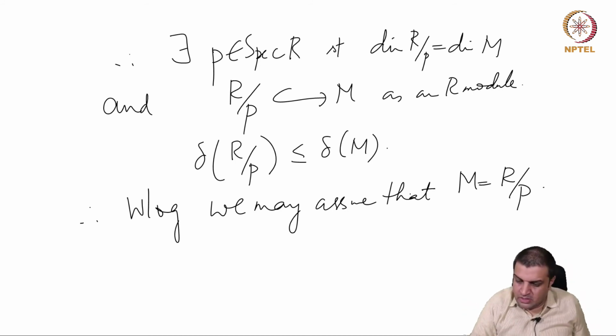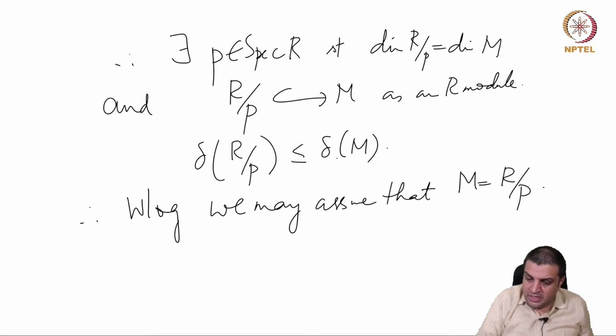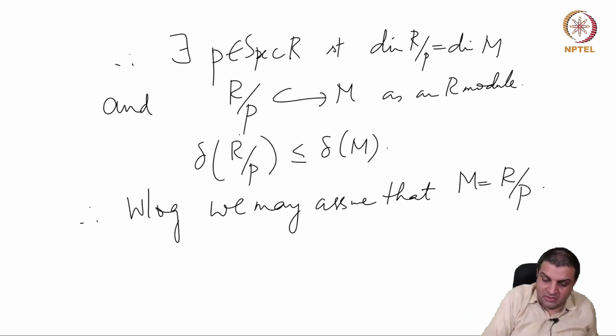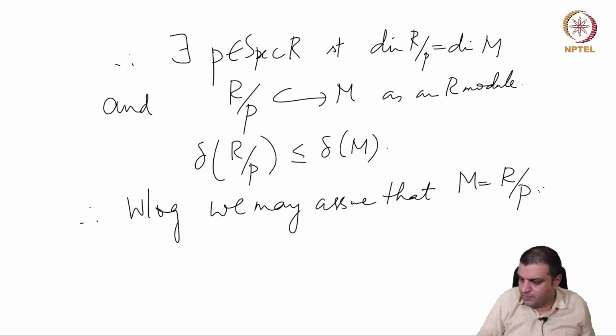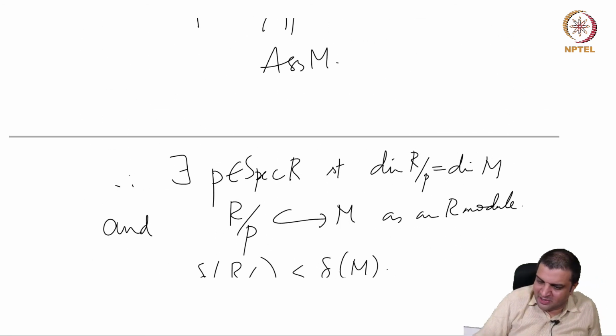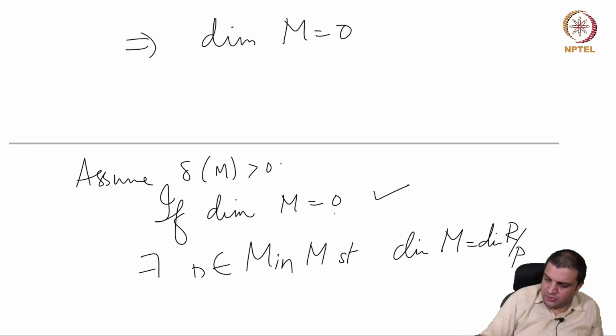Just to recap, we want to replace M by some nice module. So we look at a minimal prime that determines dimension, so that on the lower side there is no change. We have this equality, and on the right side there is a desirable inequality. So if you prove it for this, it will also hold for M. So much of the argument doesn't use that the dimension of M is non-zero, so this is okay.